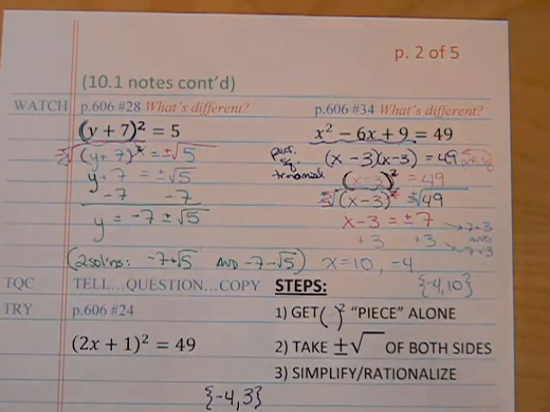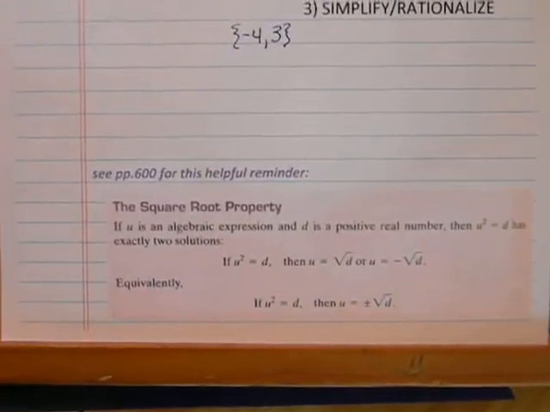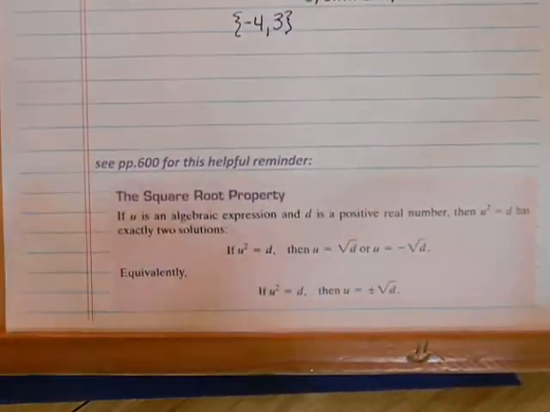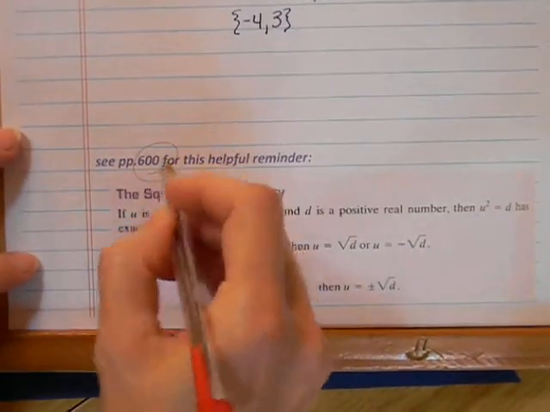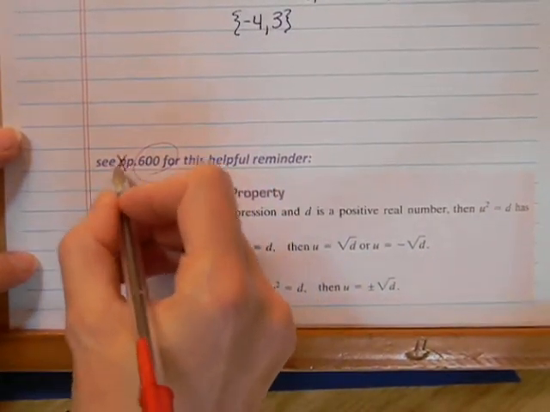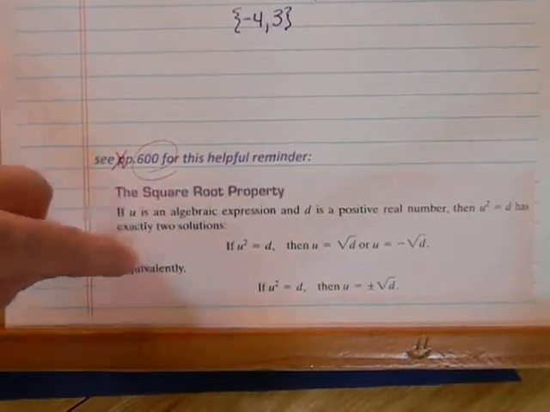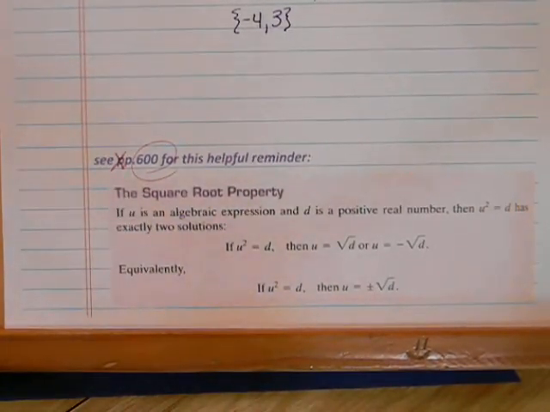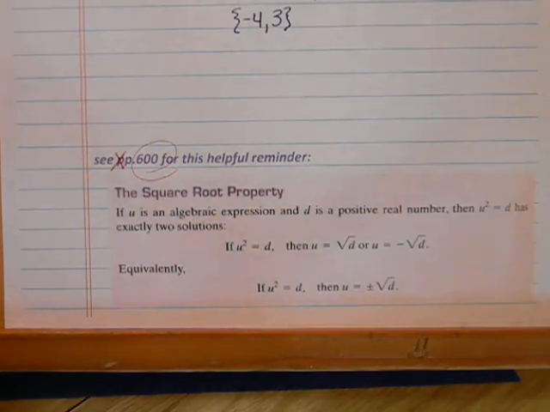And then at the bottom of the page is a little bit of a reminder there from page 600 of what the square root property is. And a little typo there, should have just been a single p per page. Page 600. We'll walk you through that. And then on to page 3.